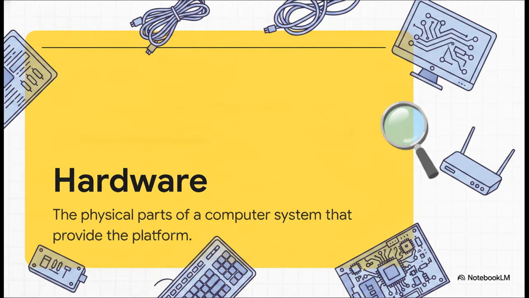Next up is hardware. Now, hardware refers to the actual physical parts of a computer system. This is the stuff you can physically touch and feel. It provides the solid, tangible platform where all the work actually happens. So your keyboard, your monitor, the cables, the routers, the internal circuits, that is all hardware. Without it, absolutely none of our digital tasks would be possible.